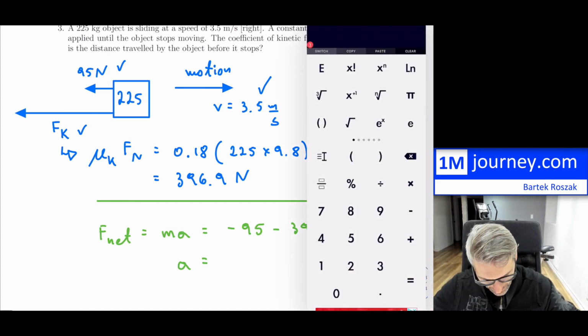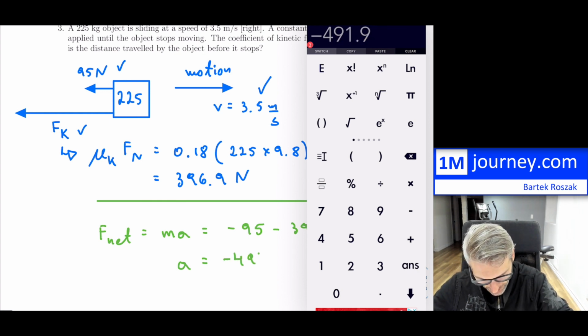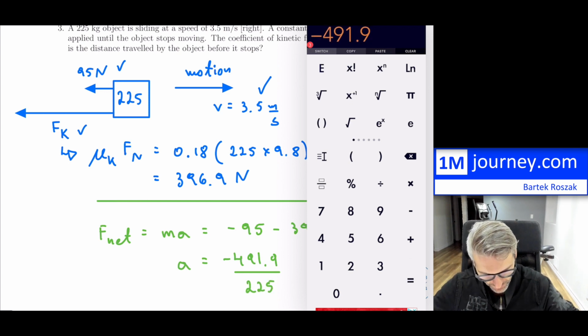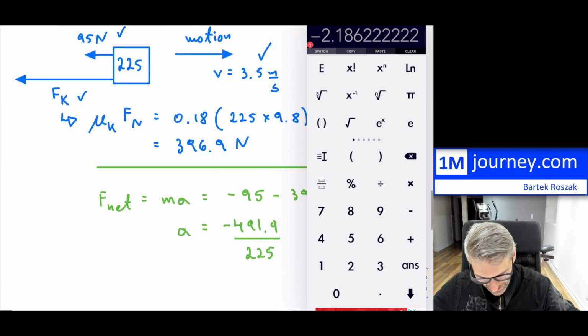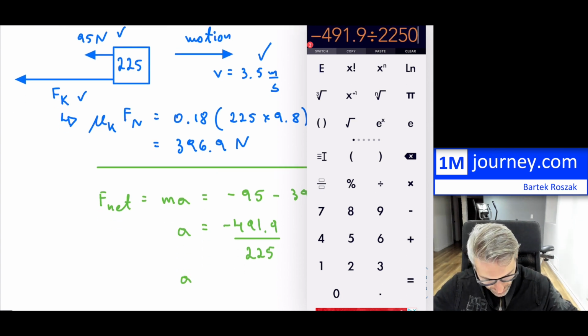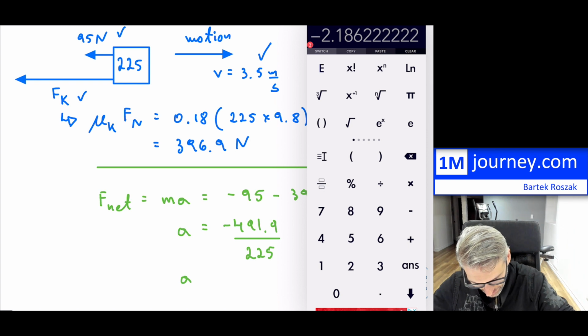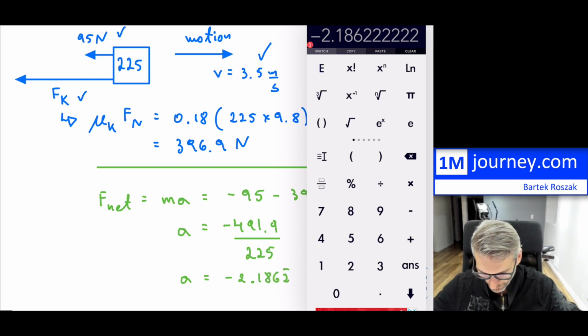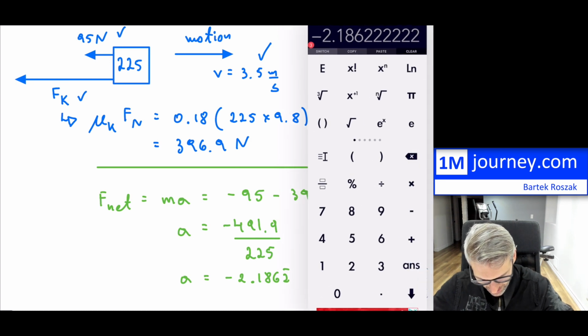So my acceleration is equal to, whatever you have over here, so let's see what that is. It's going to be negative 95 minus 396.9. So that is the total, negative 491.9, divided by the mass, which is 225. So answer divided by 225 will now give us that the acceleration is negative 2.1806, and then a bunch of 2's in there. So that's what we have right there. All right, I'm going to keep it on the calculator in case I need it.